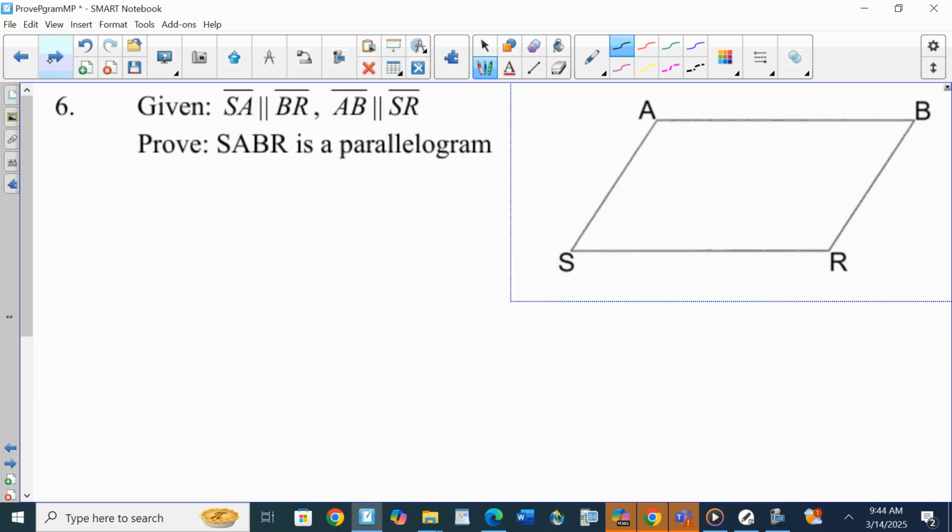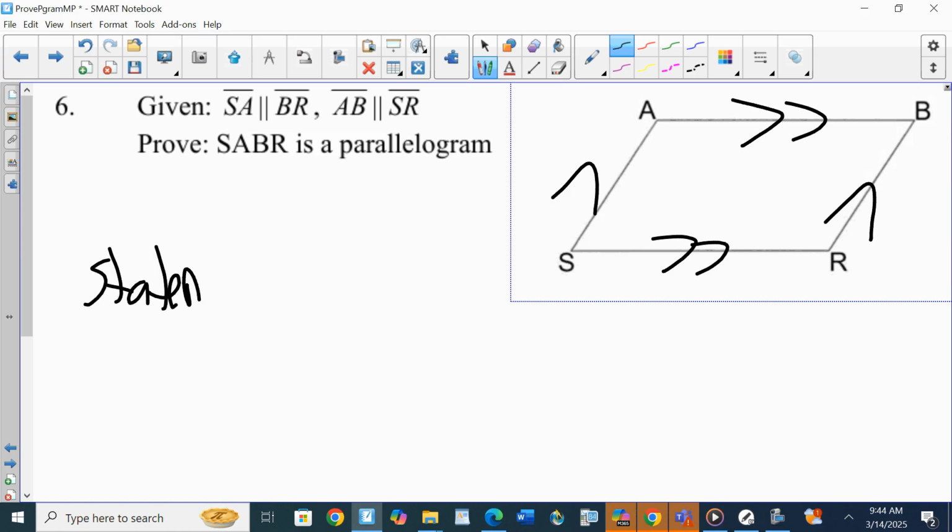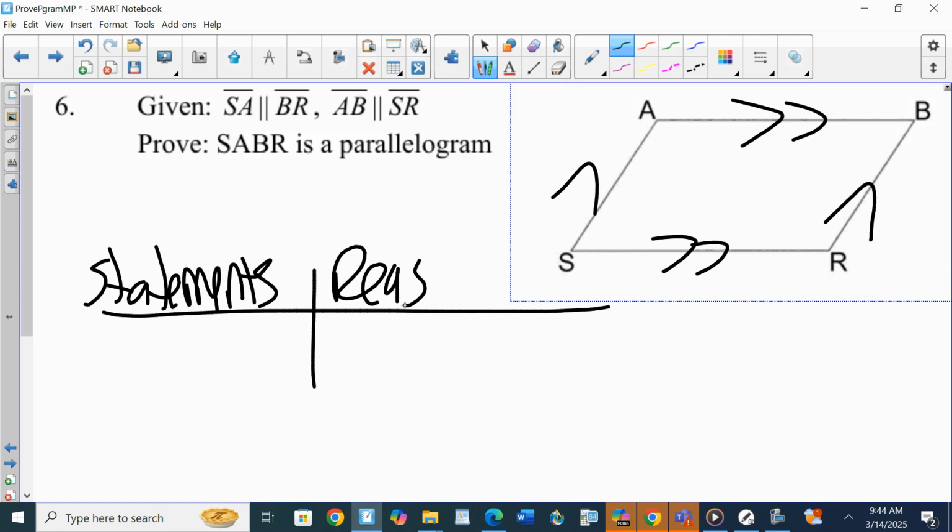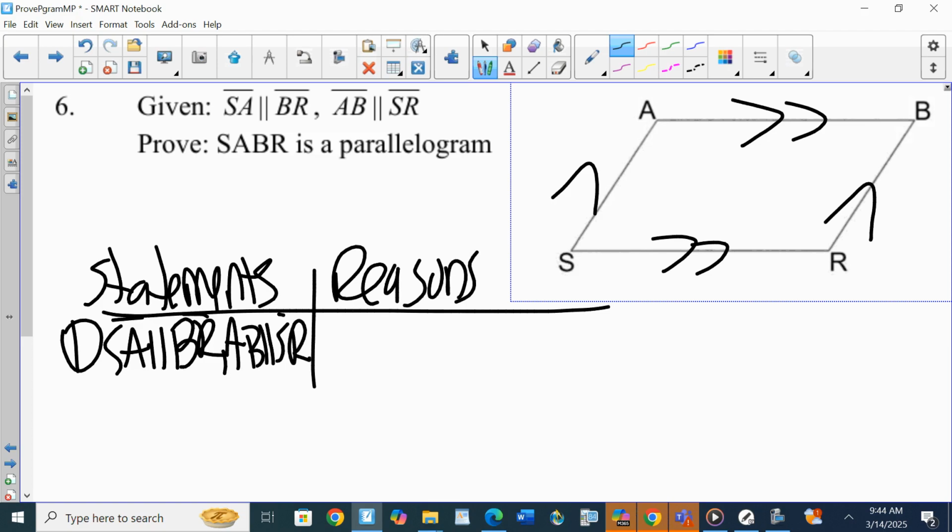That's the gist of this. I'll do this one quick. SA is parallel to BR. AB is parallel to SR. Statements, reasons. SA is parallel to BR. AB is parallel to SR. Given. Do I have one of my 5 pictures?